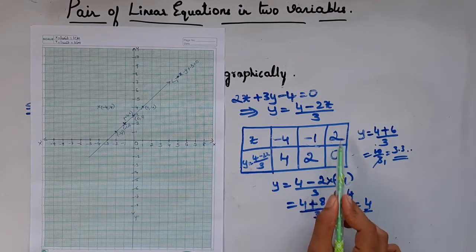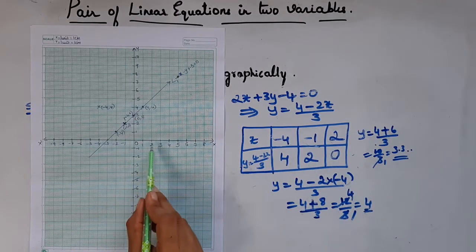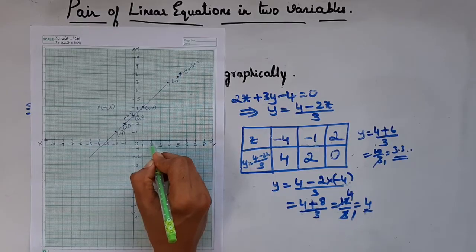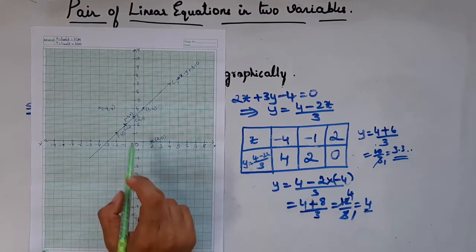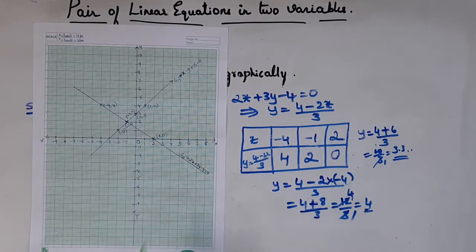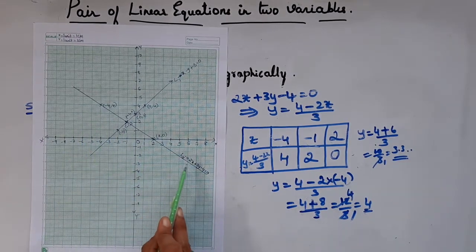And your x is 2 and y is 0. So x is 2, y is 0. That means this point. So 2, 0. So now join these 3 points. So this is your L2 line, which is 2x plus 3y minus 4 equal to 0.